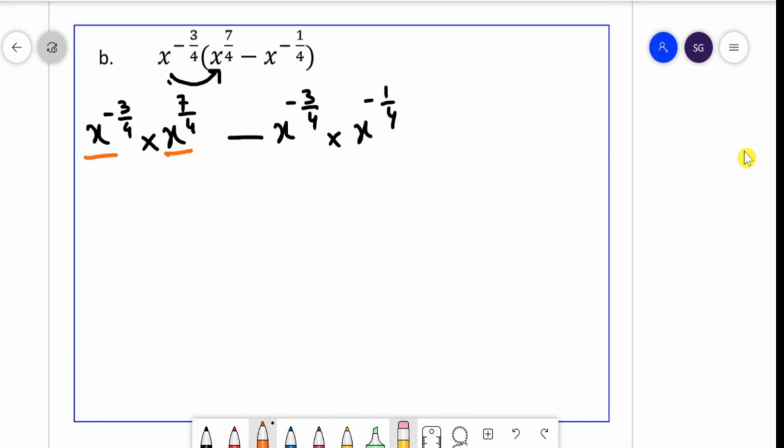Now same bases are multiplied, so what do we do? We add the powers, 3 over 4 plus 7 over 4. Similarly in the next term we have x power, again we have same bases multiplied, so we will add the powers.